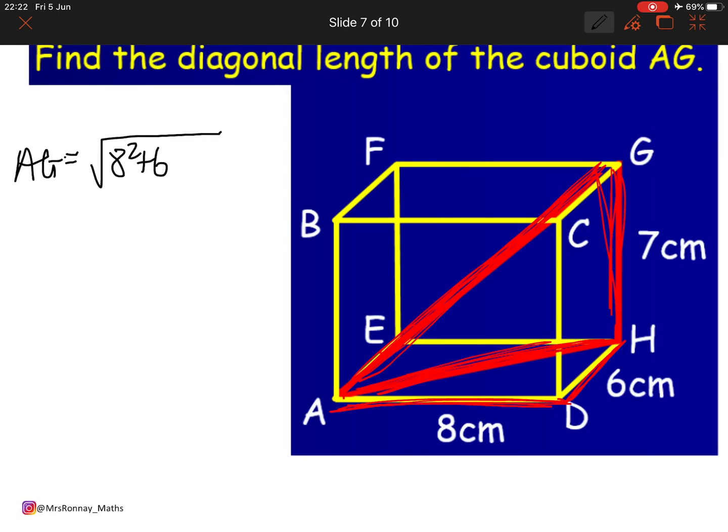but we can combine that to do AG equals the square root of 8 squared plus 6 squared, which is our bottom triangle, plus 7 squared. Okay, so you can put that into your calculator. 8 squared plus 6 squared plus 7 squared. Okay, which equals root 149.